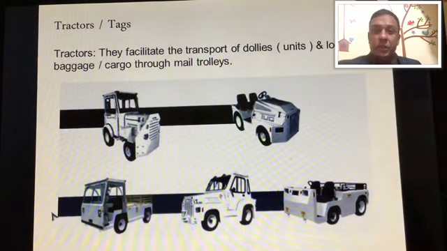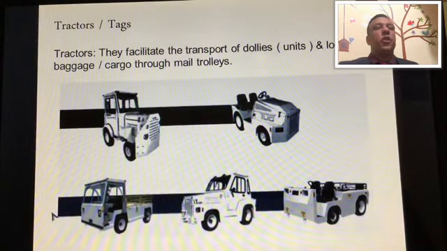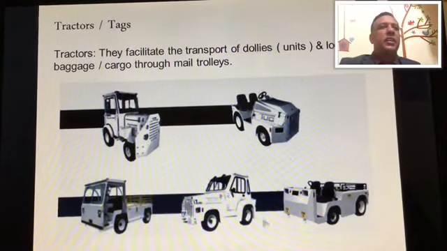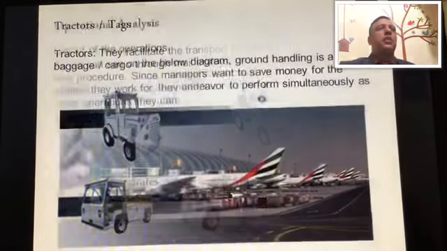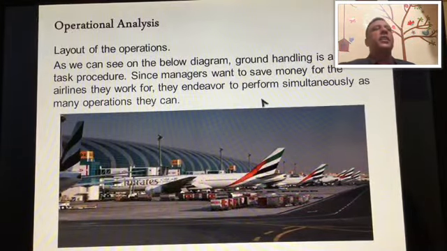I have discussed the topic of dollies more. The tractors facilitate the transport of dolly units and loose baggage, cargo, and mail trolleys. Okay, this is what tractors are. Coming to the next one in today's topic, operational analysis: the layout of the operation.